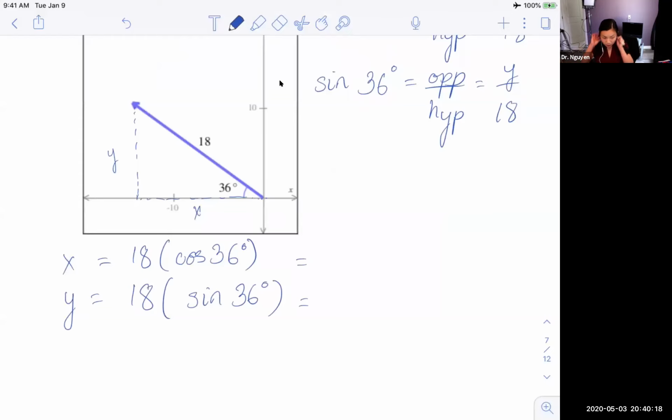Okay, let me just get the number first, and then we talk about negative and positive. So cosine of 36 is about 0.8090 times 18. What I have right here is 14.56. And then 18 times sine of 36 is going to give me 10.58. All right. So if you go back to the graph, you can see that for x, we have negative. For y, we have positive. So that's how we determine the negative and the positive. Okay, so it's purely based on the graph.